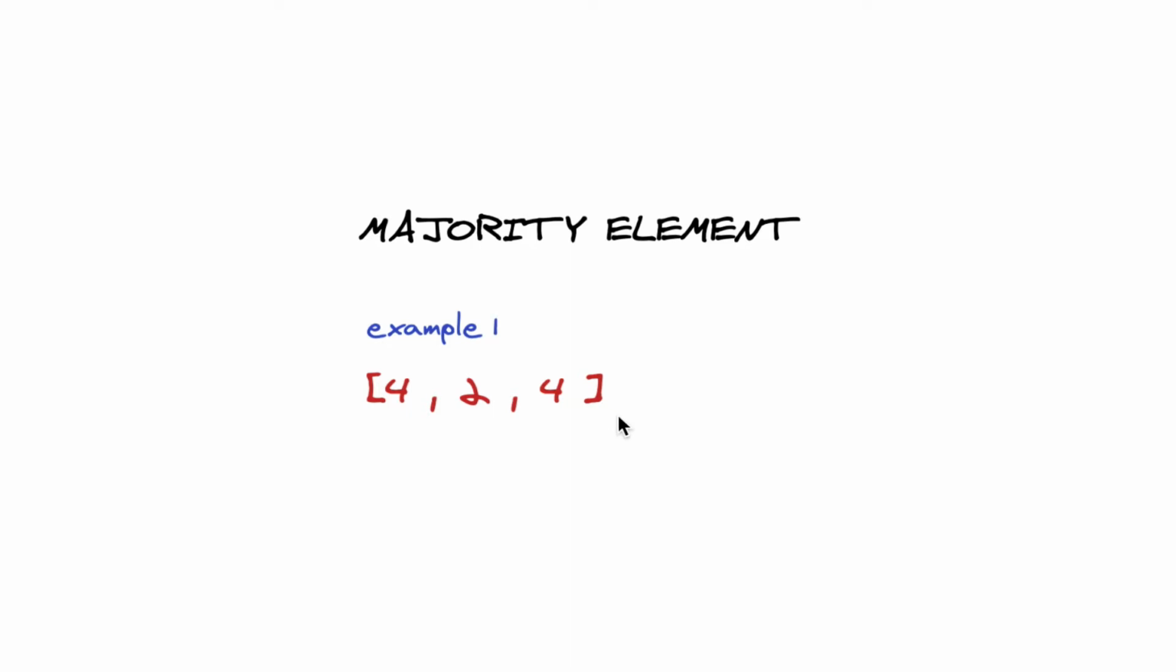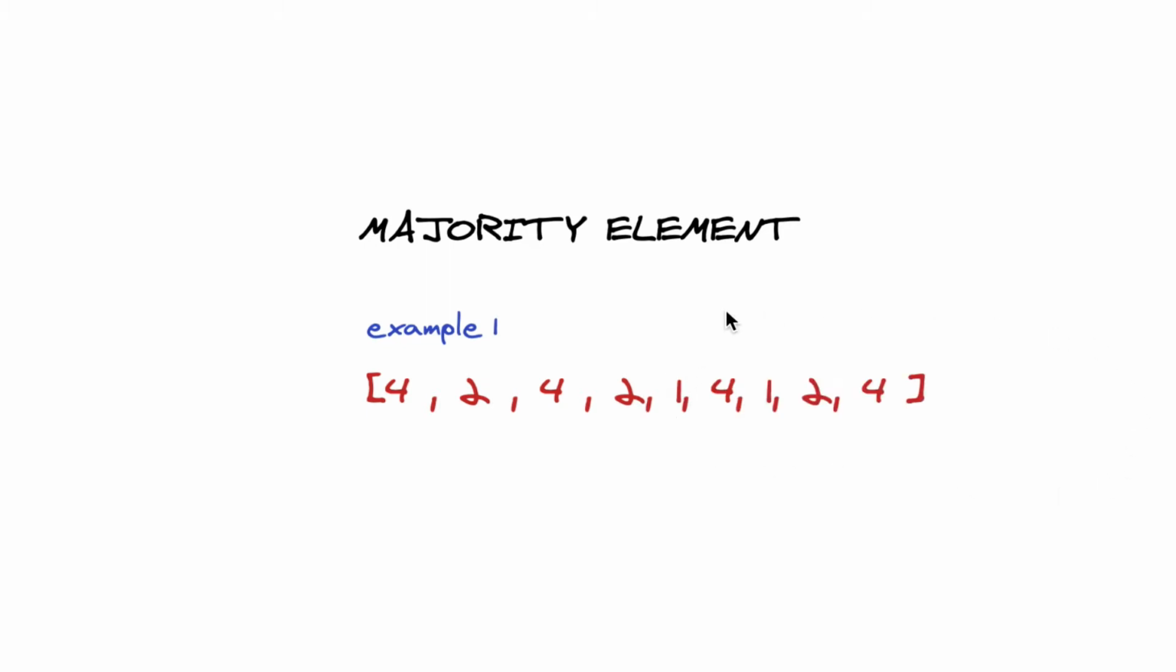I want to make the distinction here that majority is not the mode. The majority element needs to appear over 50% of the time. So for example, if we were to modify this input array and make it this, there's no longer a majority element because neither consists of more than half of the set.